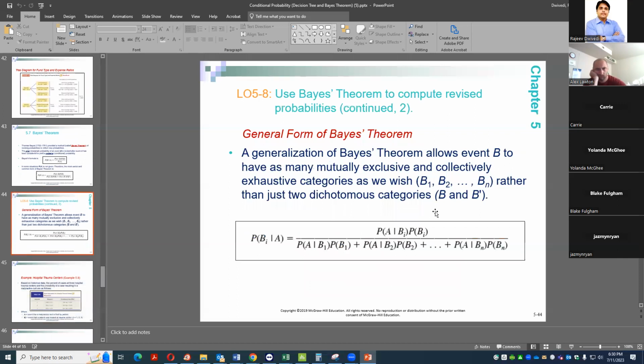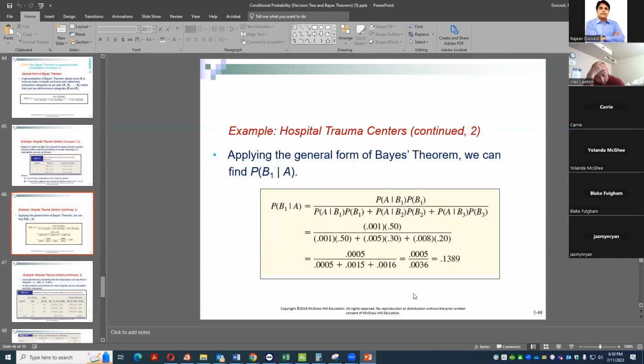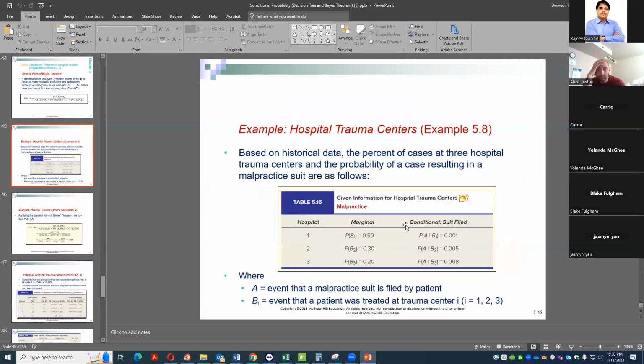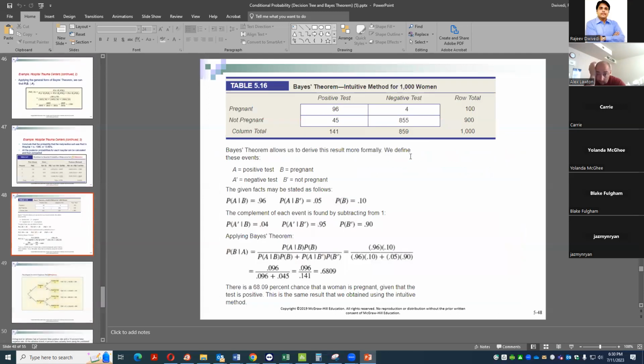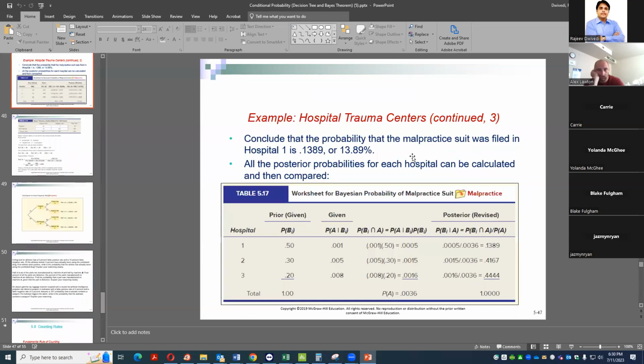It can keep going. As many events as there are, you can put the numbers and you can get the solution. So first you make the table and you can get the answer. So this is about your reading and practicing. Any question, please let me know.